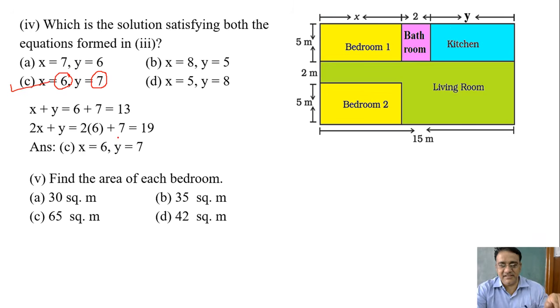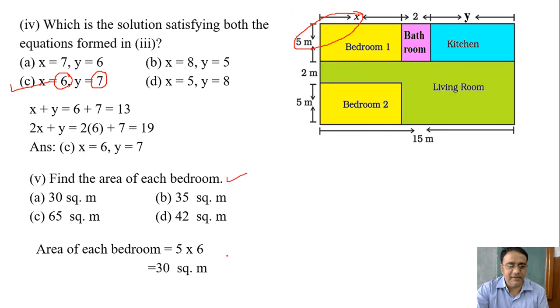Now based on this, what is the area of each bedroom? See, what is the area of bedroom? 5x. 30 meters square. 5 into 6. So 5 into 6 is 30 square meter. So the correct option is A.